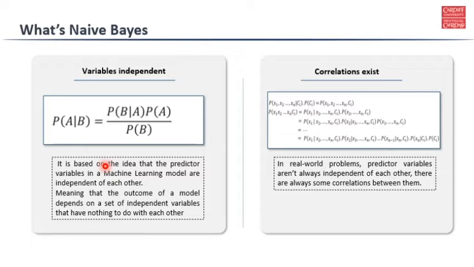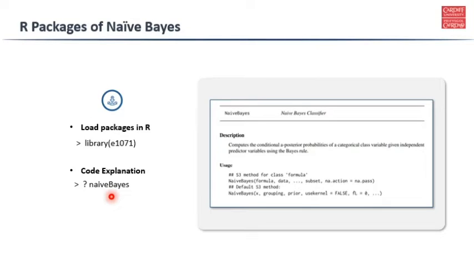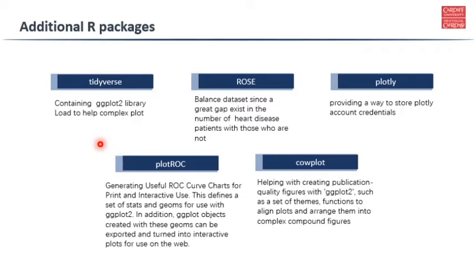Naive Bayes is a supervised machine learning algorithm based on Bayesian theory that serves classification problems by applying a probabilistic approach. It is called naive Bayesian because it considers each predictor variable independent of any other variable in the model. The e1071 package is required to solve the naive Bayesian problem. The following is a brief description of additional R packages.